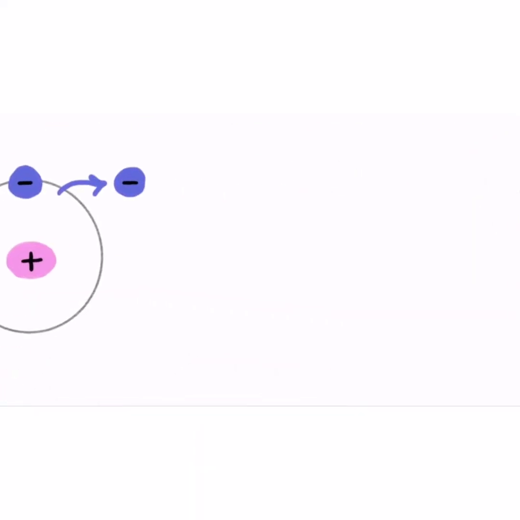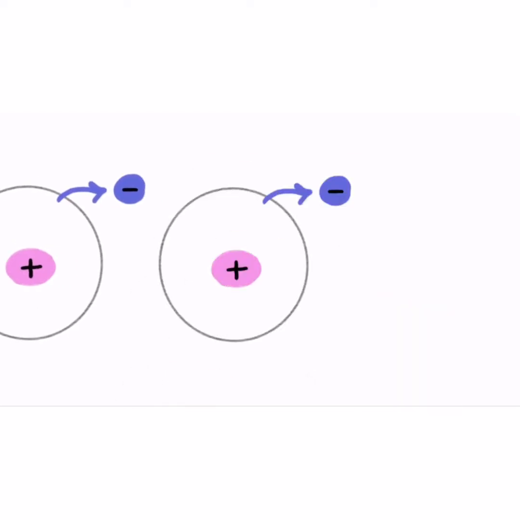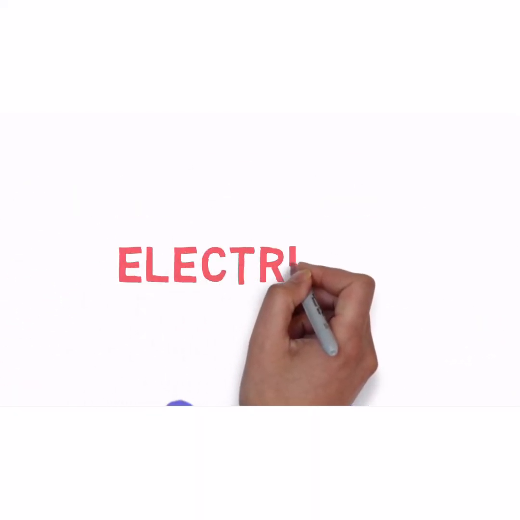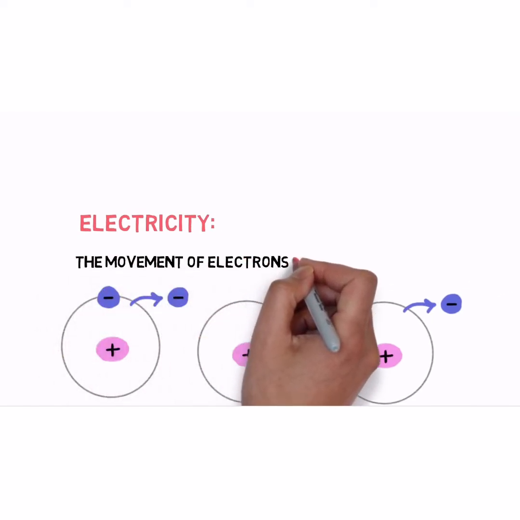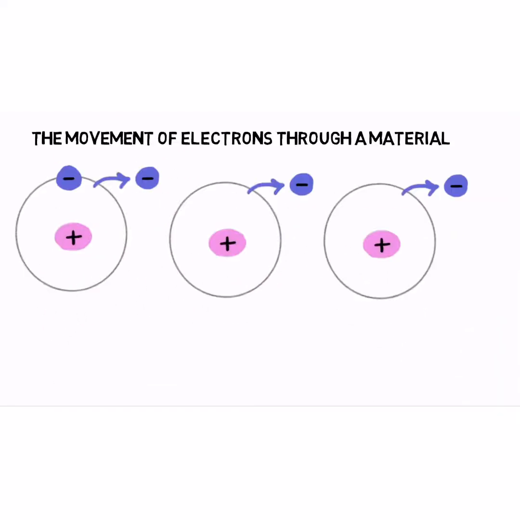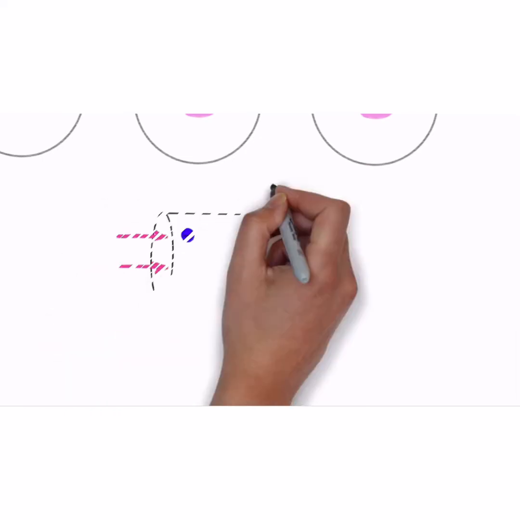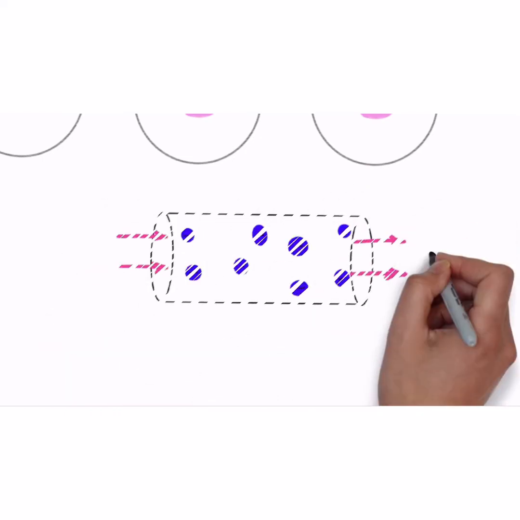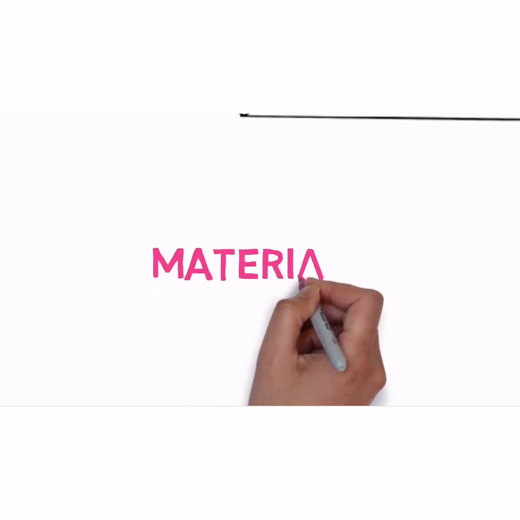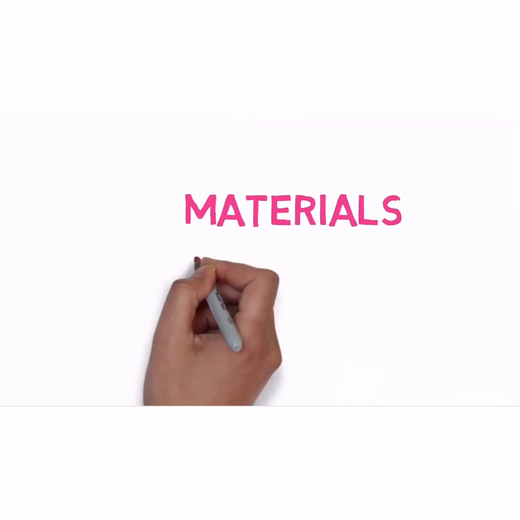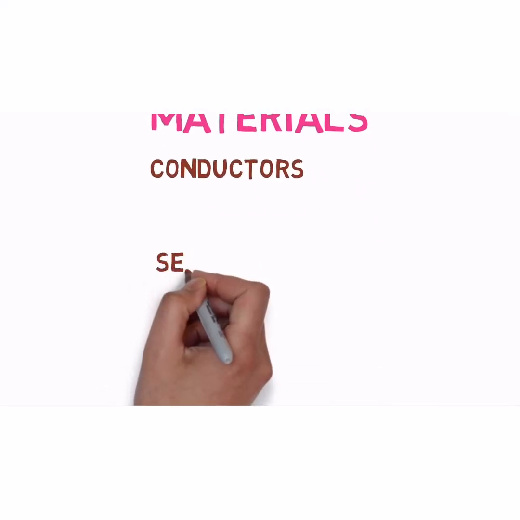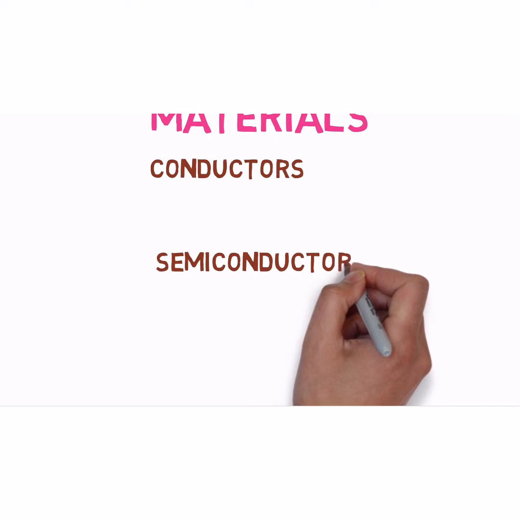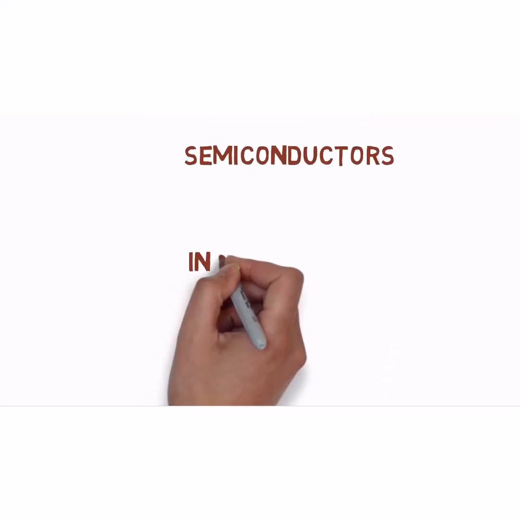In this picture, we can see electrons repelling or pushing each other away. So we can say that electricity is the movement of electrons through a material. Whether a substance conducts electricity is determined by how easily electrons move through it. We have three types of materials: conductors, semiconductors, and insulators.